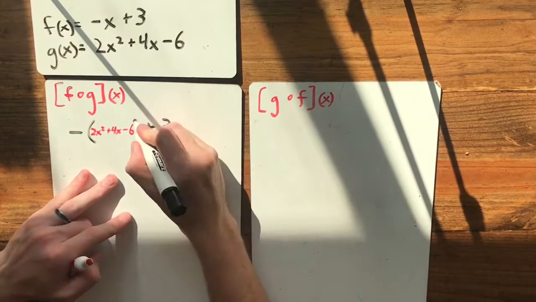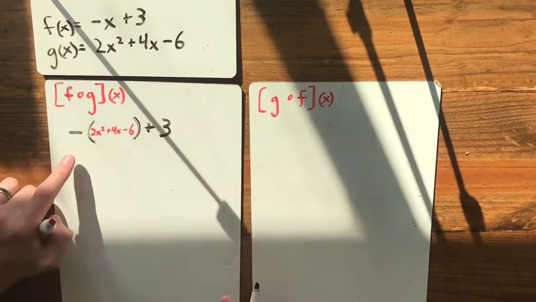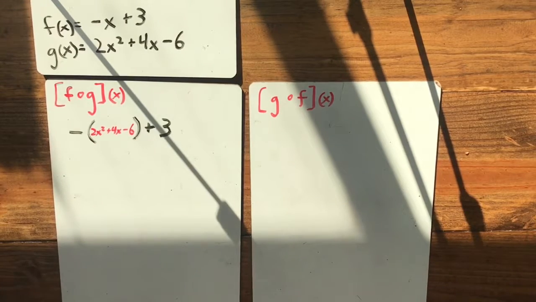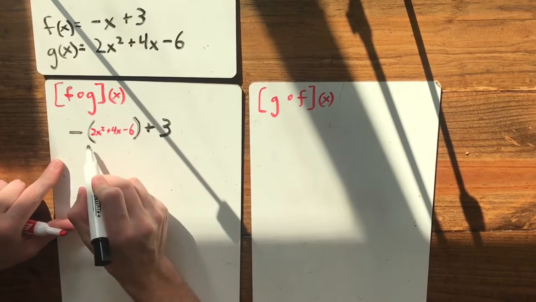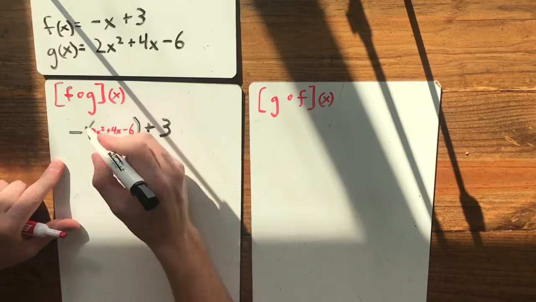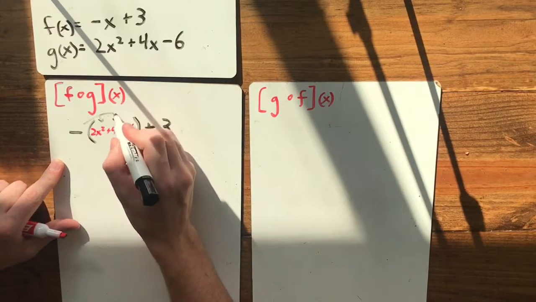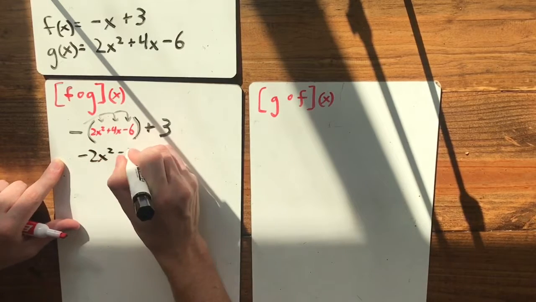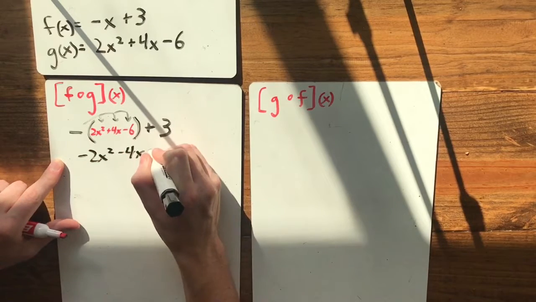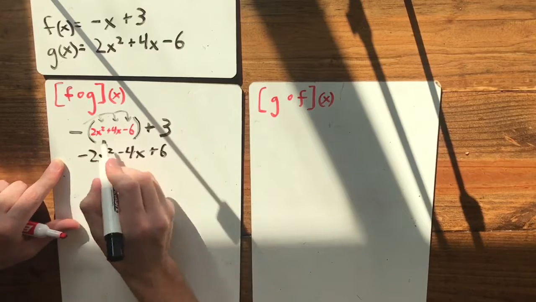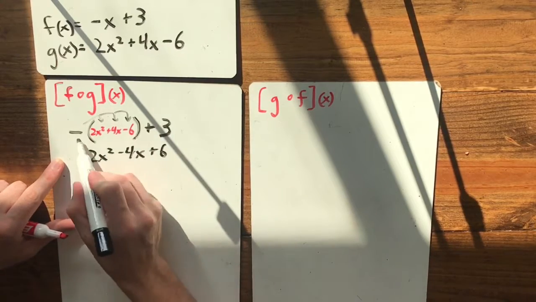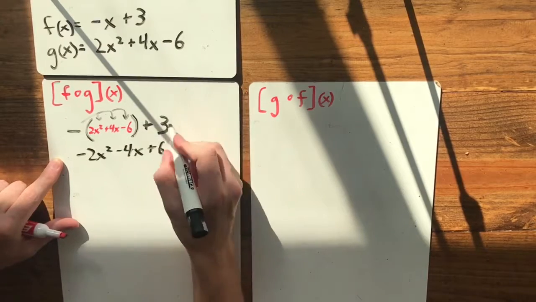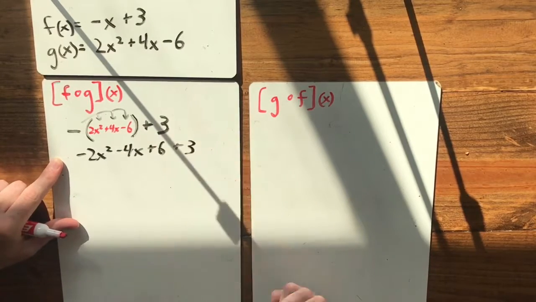And so I left a gap. I put in that g of x function. And then I just simplify because I have a negative this plus 3. I'm going to just distribute that negative right there. This gives me negative 2x squared minus 4x plus 6. That negative outside that set of parentheses changes all the signs of each of those terms. And then I have a plus 3 on the outside.